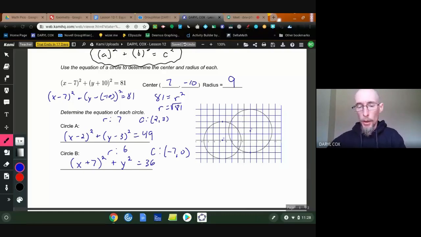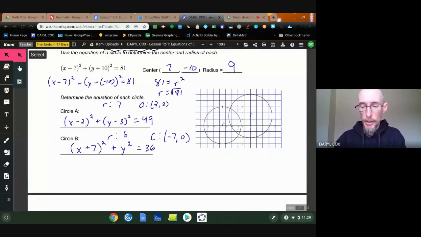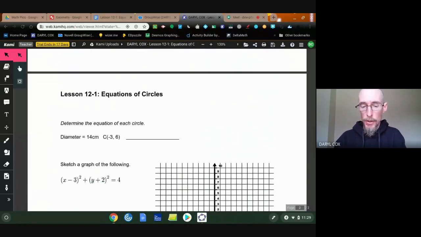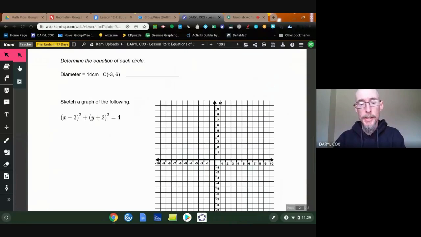Okay? So we can now do two things with the equations of circles. We can very easily take an equation, find the center and the radius, or I can take a picture, find my radius and my center, and write the equation. One more thing we want to be able to accomplish with circles, and that is to actually sketch a circle. Okay. Well, before we get there, let's take a written problem.